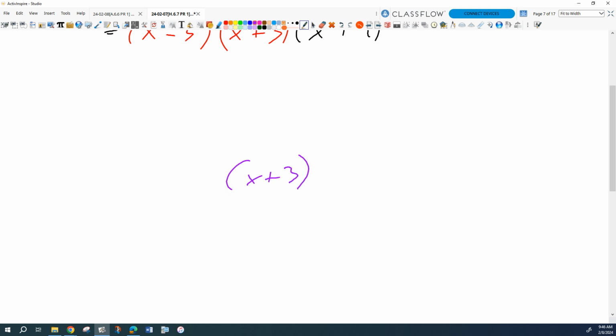X plus 3 times x squared plus 3 squared. Okay, this thing right here, x squared, here's why. X squared plus 3 squared is not equal to x plus 3 quantity squared, right? They're different. X plus 3 quantity squared would be x squared plus 6x plus 9, right? And so I can't combine those.